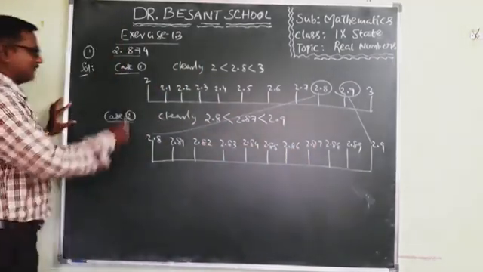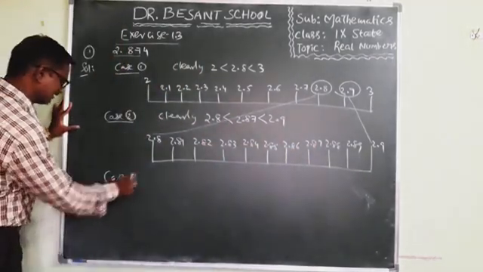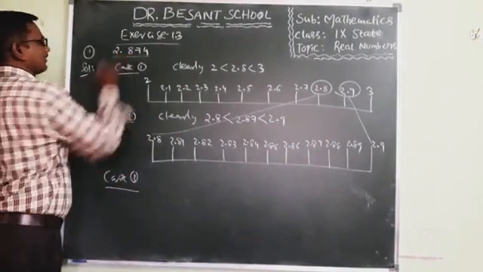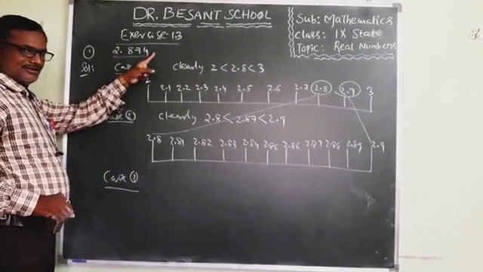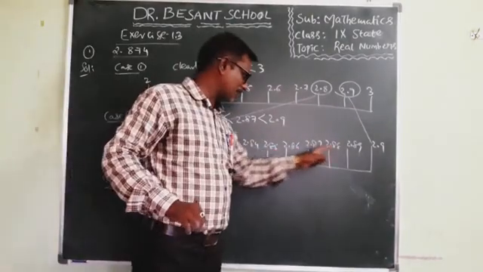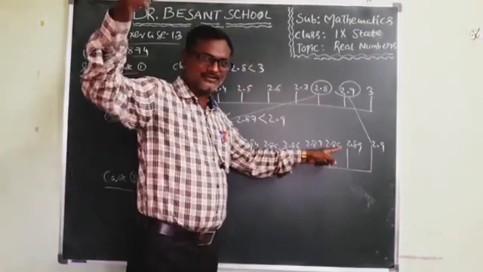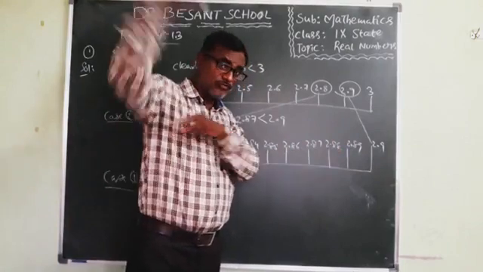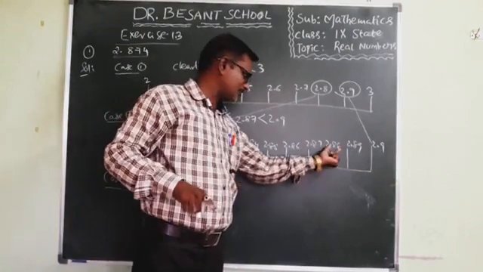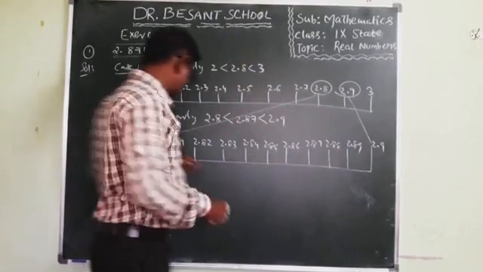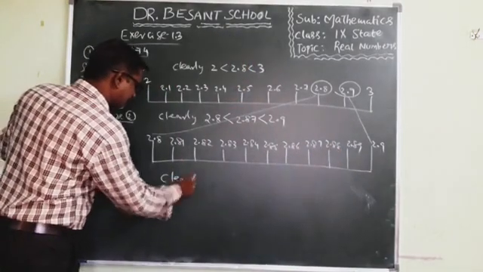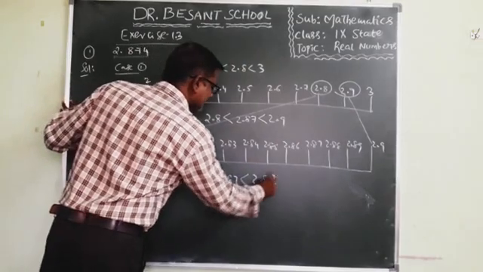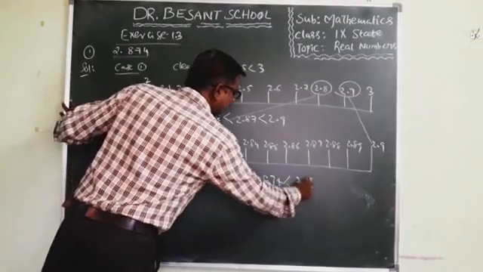Yes, verify. After this one, case 3. What is this case 3? 2.874. Where will you get 2.874? You will get 2.874 between 2.87 and 2.88. So clearly I will write here: 2.87 is less than 2.874, which is less than 2.88.